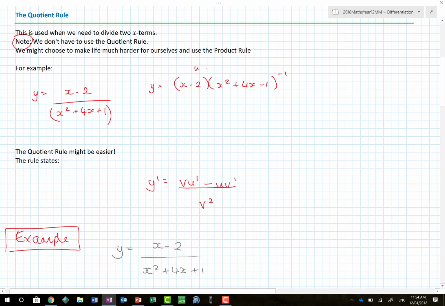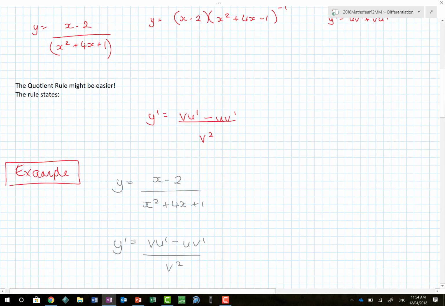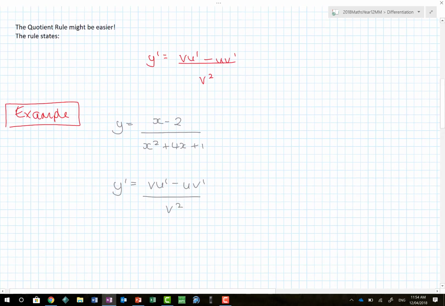Then you would make that u and that v, and we know that y dashed is equal to uv dashed plus vu dashed. And we could carry on and do it that way. There's no reason why not. It would still give us the right answer, but I actually think the quotient rule in many cases might be easier. And so, what does the quotient rule state? It states that y dashed is equal to vu dashed minus uv dashed, all over v squared.